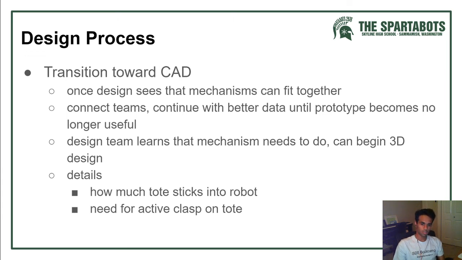Some details are things like, how do the totes stick into the robot? Pay attention to the details, such as how much the tote sticks into the robot, or how much clamping force the intake needs to grab the tote, or how much compression the intake needs to bring in the balls, things like that.